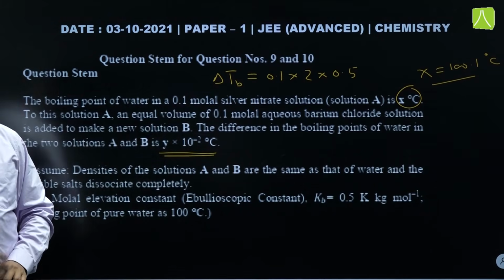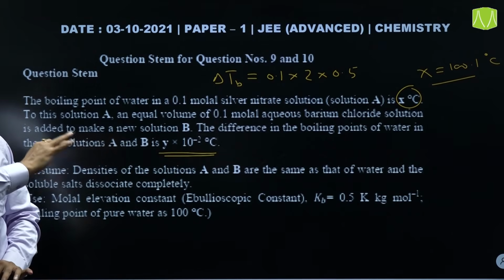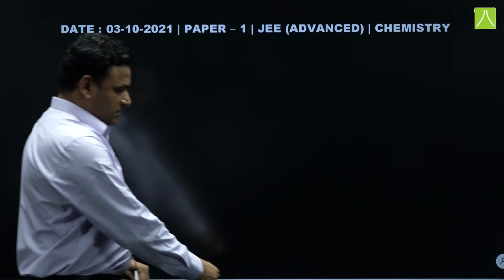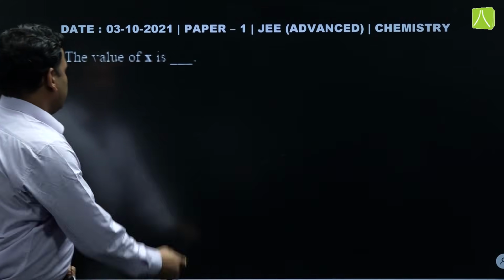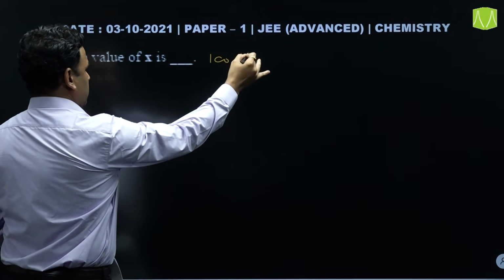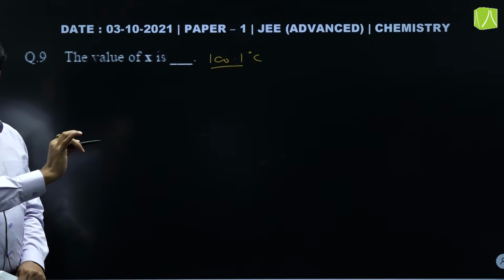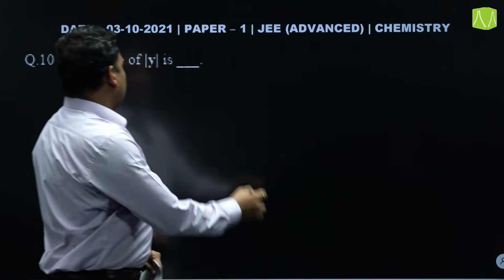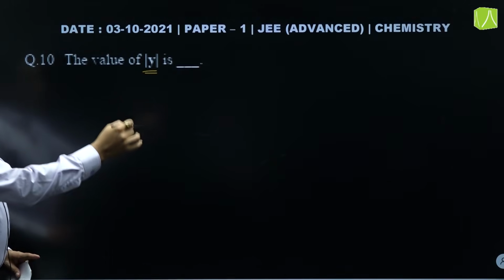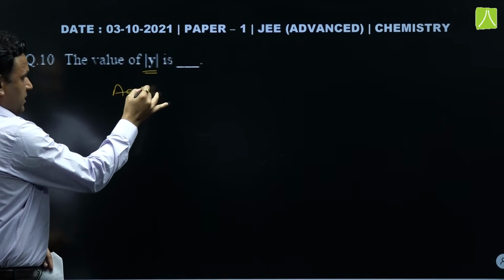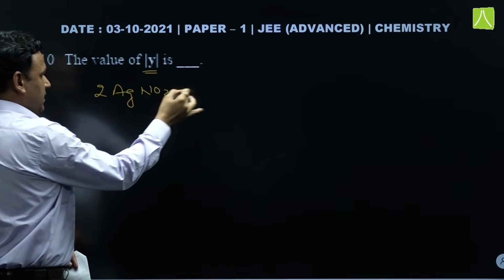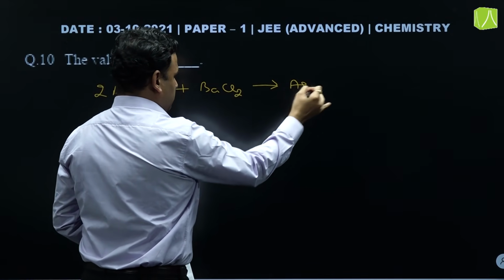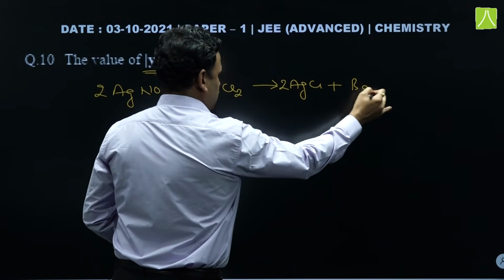So, x is 100.1 degree centigrade. That is a simple question, the calculation of x from colligative properties. So, first question based on this system is the calculation of x only. What is the value of x? So, this is 100.1 degree centigrade. x is 100.1. Next question is the calculation of y. What is the value of y? So, we have to write down the reaction that silver nitrate from solution A will react with barium chloride and there will be formation of AgCl precipitate and barium nitrate.